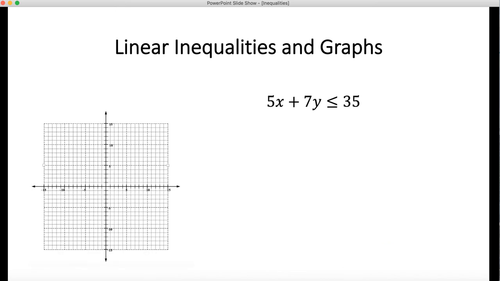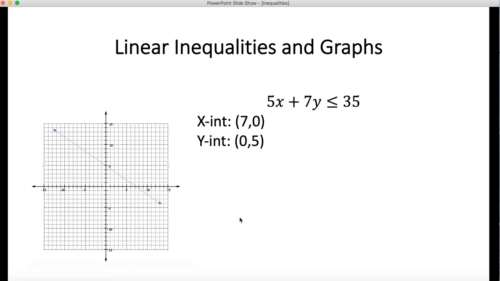Okay, now let's do one from start to finish. So we have this inequality, 5x plus 7y is less than or equal to 35. Remember, we're going to start this by graphing the equation. So the x-intercept would be 7, the y-intercept would be 5, and we draw that line. Now we have to determine, should I be shading above the line or below the line?